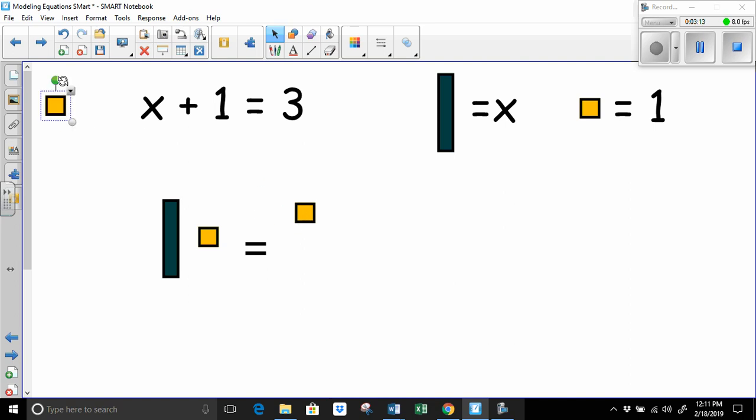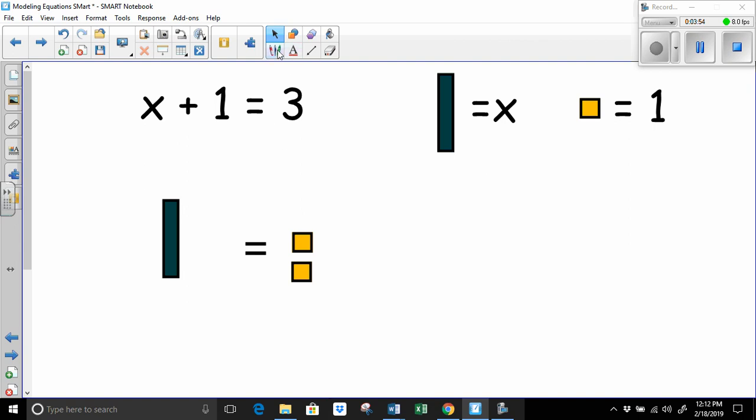So that's 1, 2, and 3. Okay, so to solve this, remember whatever we do to one side, we have to do to the other. Our main goal is to get this bar all by itself, but you'll notice we've got this single one attached here, so we want to get rid of that. So I'm going to get rid of this one on the left, and whatever you do to the left, you have to do to the right. So I'm going to get rid of 1 on the right. So here, our answer is that 1 bar is equal to 2 squares, and that means that x would be equal to 2.